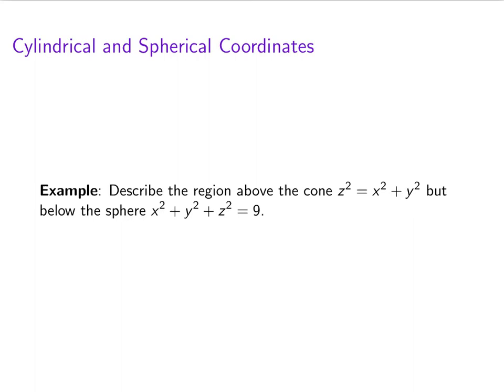Hello, calculus fans. Let's describe the region that's above the cone, z squared equals x squared plus y squared, but below the sphere, x squared plus y squared plus z squared equals 9. This thing looks like an ice cream cone. Here's a picture.